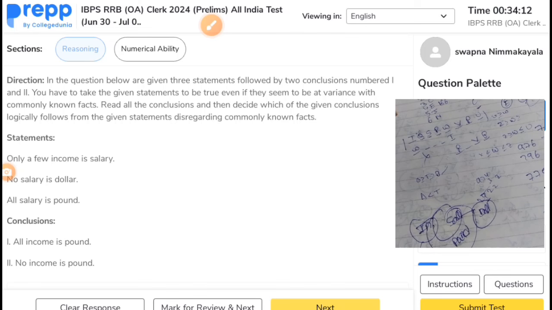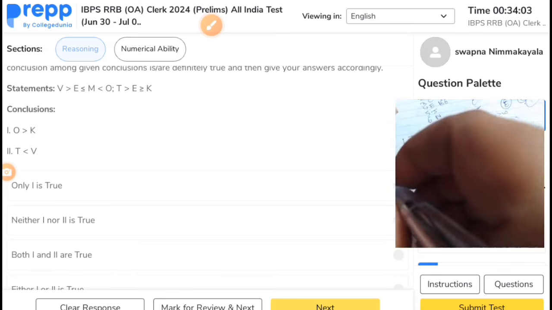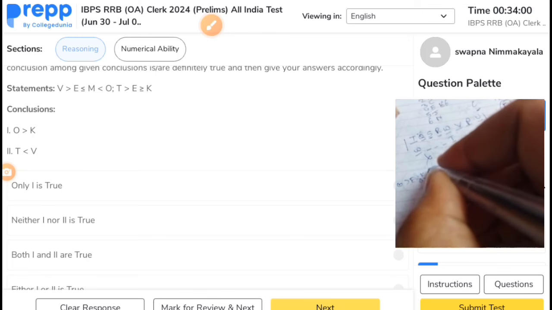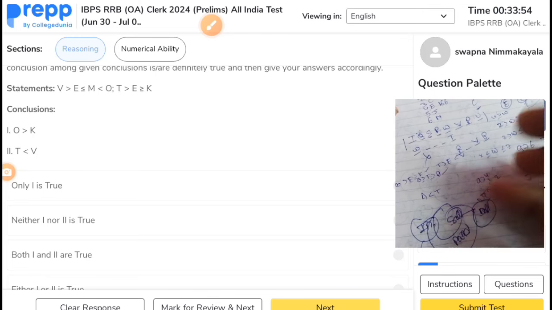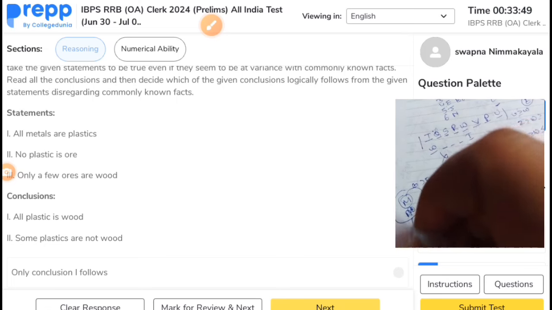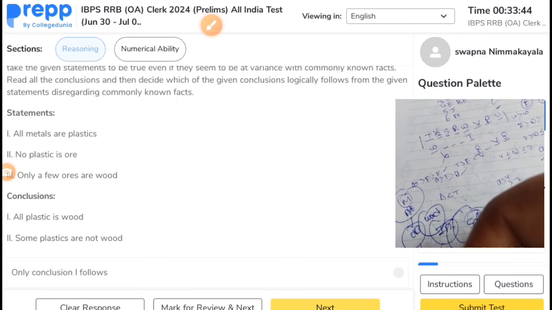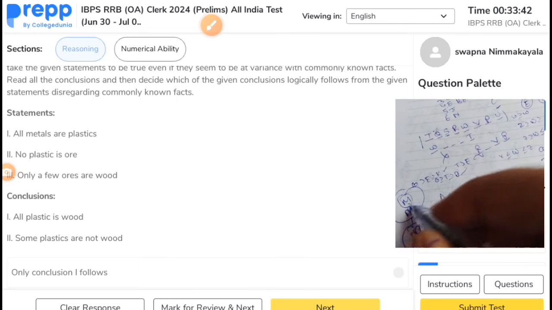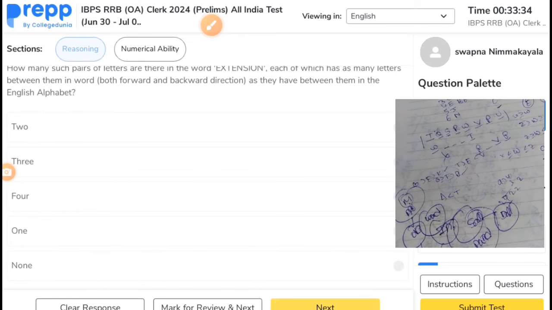Income is bond. O greater than K, then V. L1 is true. All metals are plastics, no plastic ore. Plastic is good. So I think either one or two.